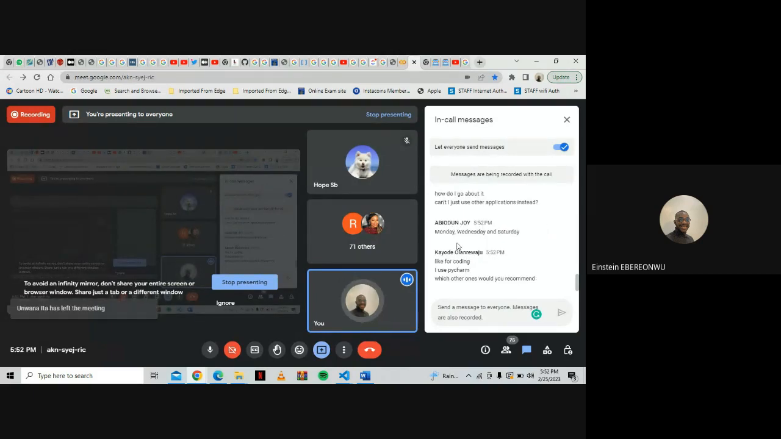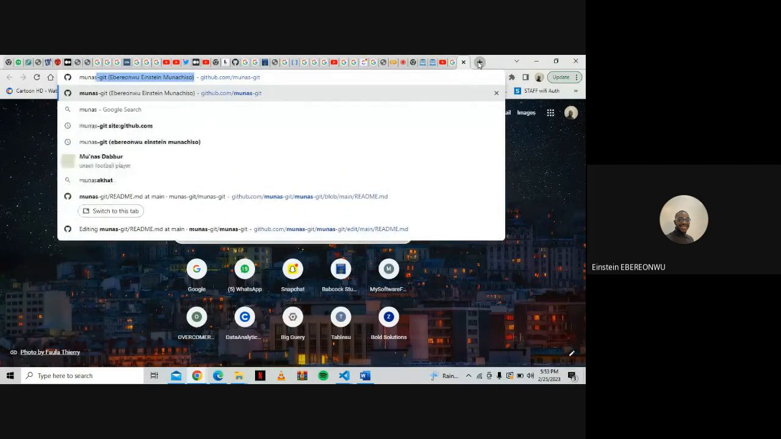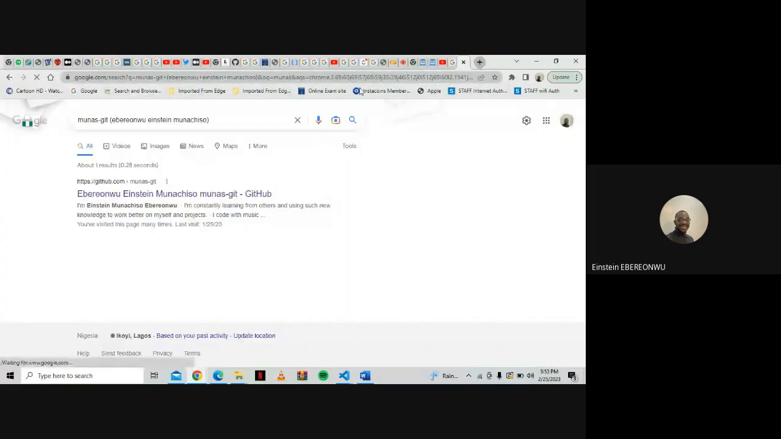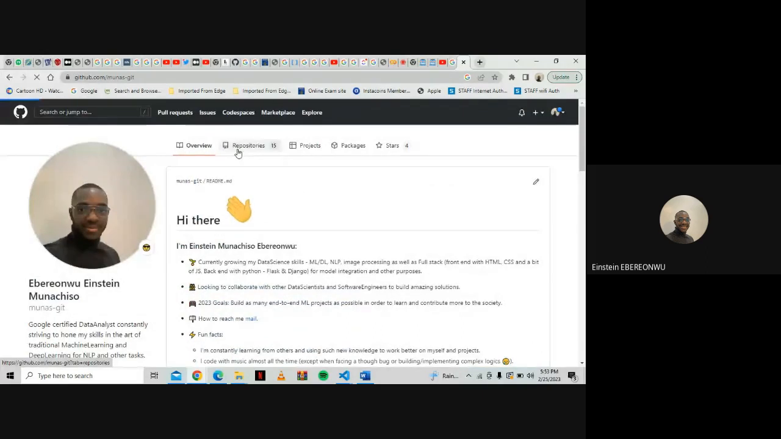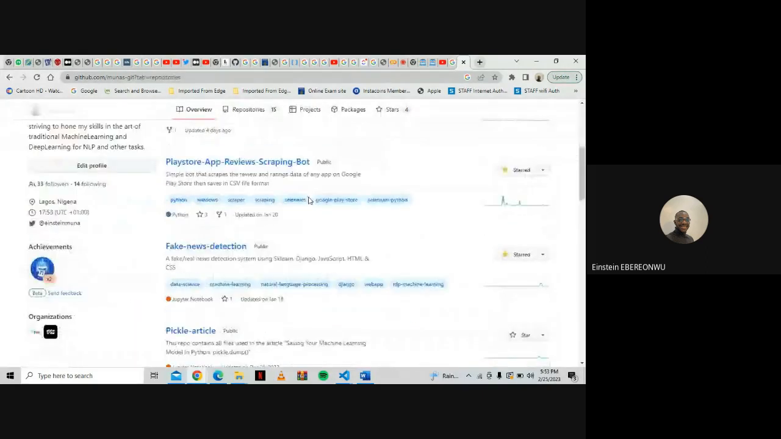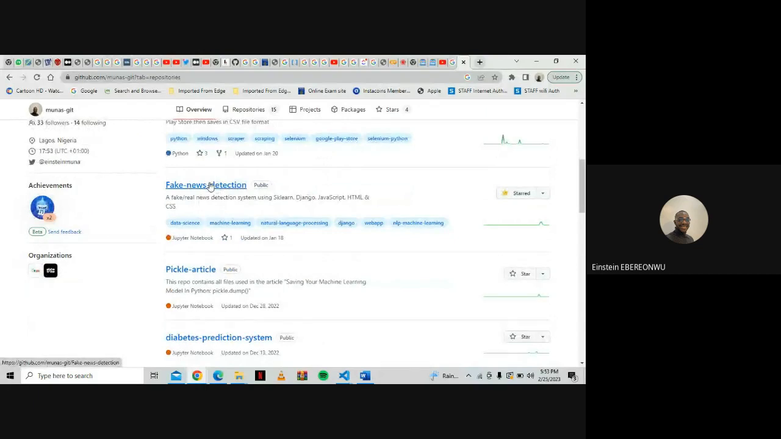Someone says PyCharm. I don't know if PyCharm supports IPYNB files. Well, look at this now. Let me show you guys my repository. Look at this, one of my projects. So you see why we require an IPYNB file for data analysis. Yeah, let's do fake news detection.